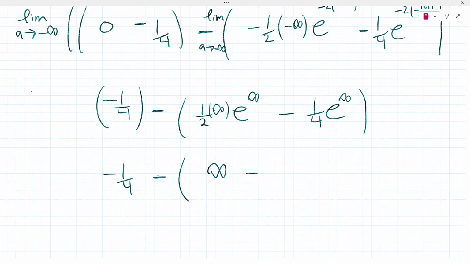Minus e to the infinity minus 1/4 is infinity. Oh, no, this is going to be times. So infinity times infinity is infinity. And then you have this minus, and then you have this negative 1/4. What's negative 1/4 minus infinity? That is negative infinity, and that means it diverges.